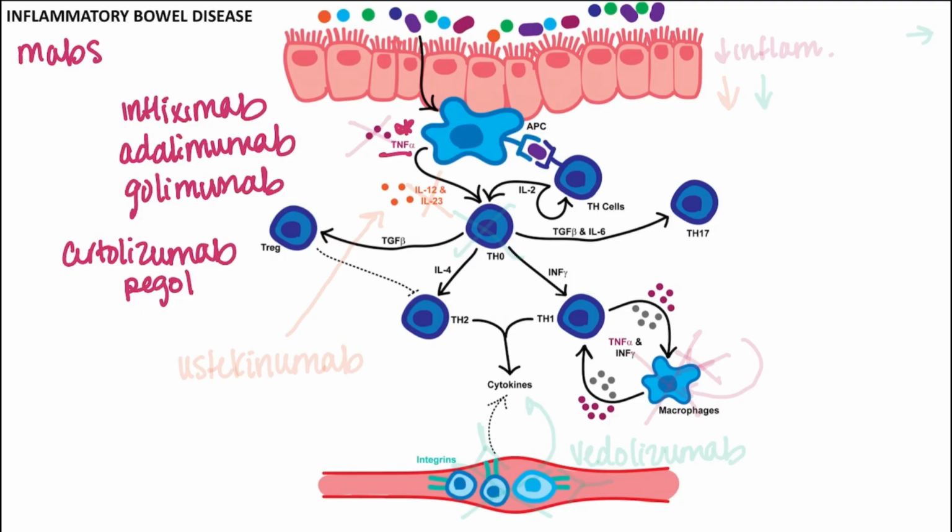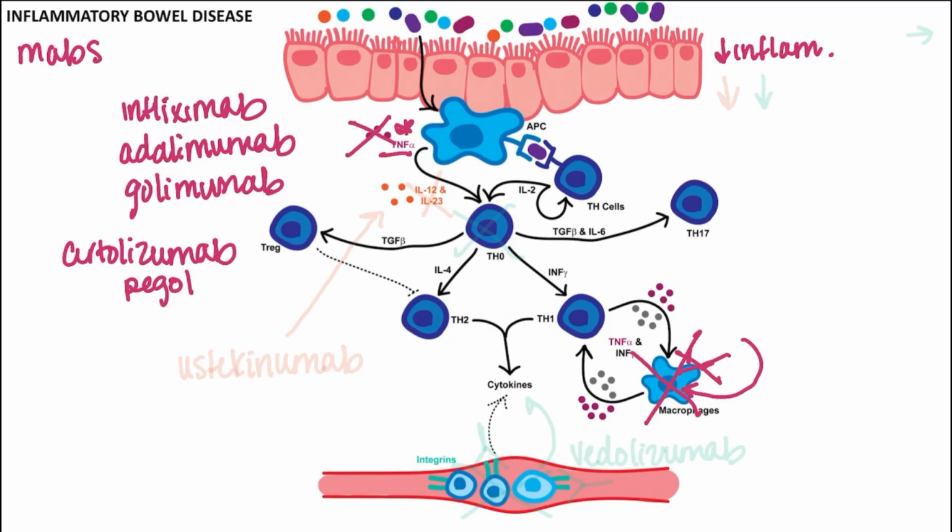So the mAbs will all bind and either neutralize soluble tumor necrosis factor alpha and or bind the transmembrane form, which can be found on some immune cells. And when it binds the tumor necrosis factor alpha that's found on immune cells, this can induce apoptosis. This will lead to reduced inflammation and circulating immune cells to improve IBD symptoms.